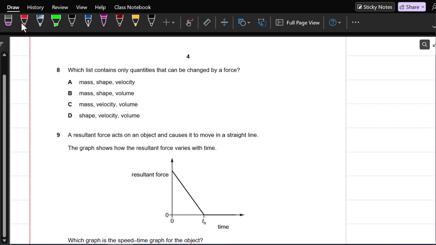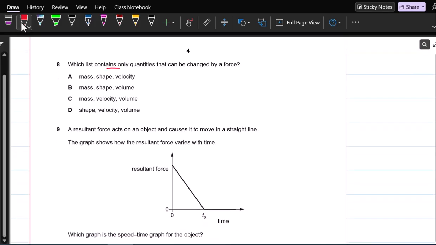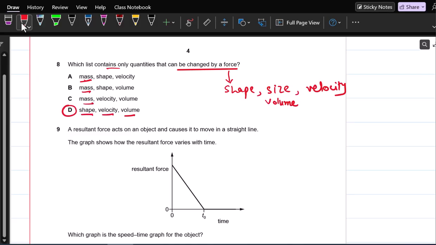Moving to question number 8, which list contains only quantities that can be changed by force? So remember, force can change shape and size. If size is going to change, it means you can say volume is going to vary, and velocity. So we have to see these three options. Mass, no, mass will not change. So A, B and C are not correct. Only D is correct: shape, velocity, and volume.